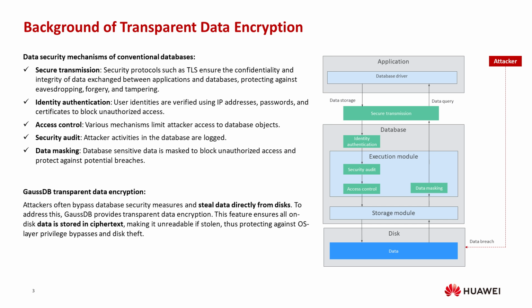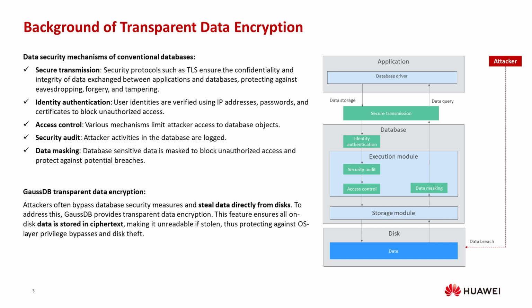To defend against attacks and ensure data security, conventional databases rely on a multi-layered protection system. To illustrate this, there are several key security measures commonly used. The first is secure transmission. Security protocols such as TLS ensure the confidentiality and integrity of data exchanged between applications and databases. This prevents attackers from eavesdropping, forging, or tampering with data during transit.